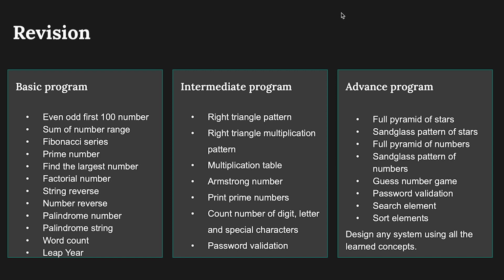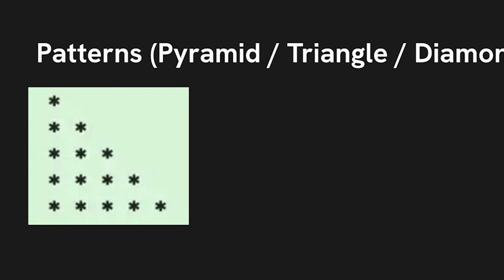Before starting this program, let's understand what different types of patterns we can print with the help of any programming language. There are patterns like pyramid patterns, triangle patterns, and diamond patterns. So here you can see this is a pyramid pattern. Pyramid patterns means there is one particular sequence and we can follow that sequence.